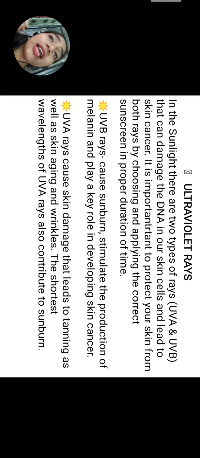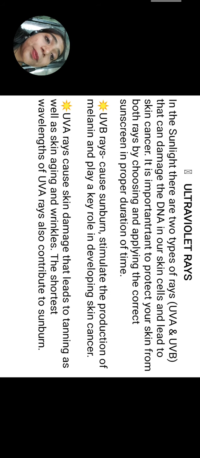Overexposure to UVB rays can also lead to carcinoma, which is known as cancer. That's why it is very important to protect our skin from UVA rays and UVB rays. As it is written in the slide, in the sunlight there are two types of rays, UVA and UVB, that can damage the DNA in our skin cells and lead to skin cancer. It is important to protect your skin from both rays by choosing and applying the correct sunscreen and for the proper duration of time.